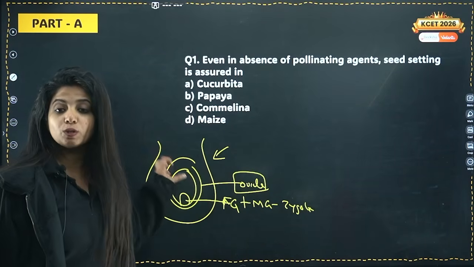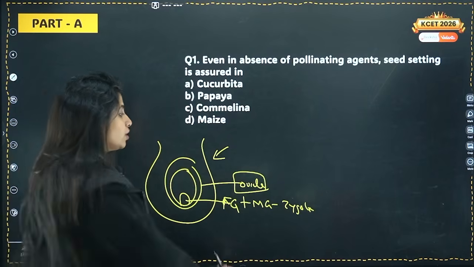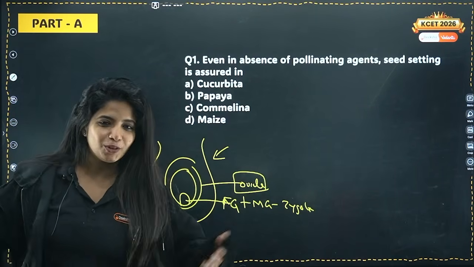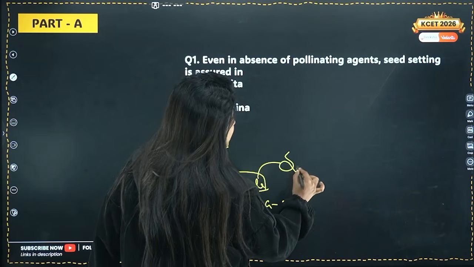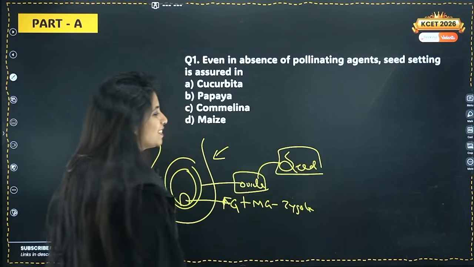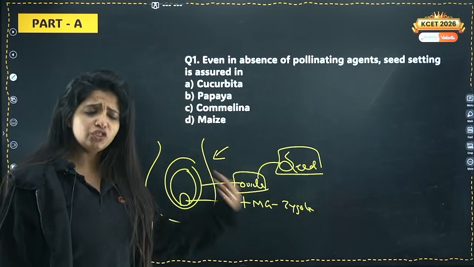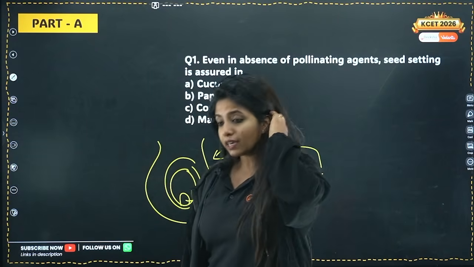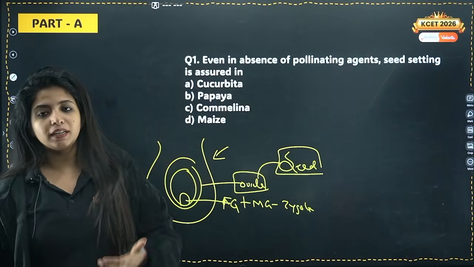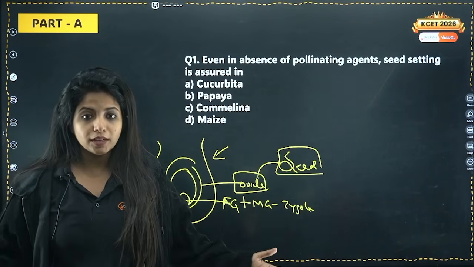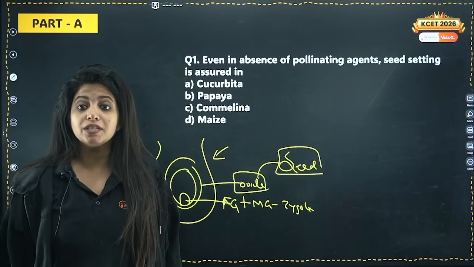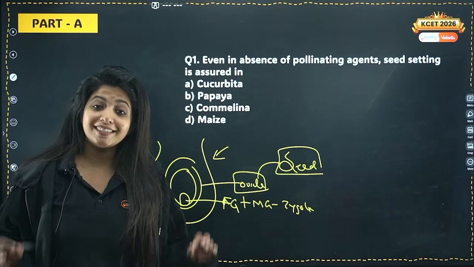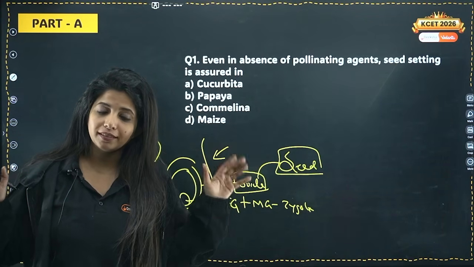Now, since the zygote is being formed within the ovule, my dear children, you will not call it an ovule anymore. You will rather call this a seed. So this is how generally a seed is formed. Pollination happens, then fertilization also happens, and seed is formed. But suppose there is no pollinating agent, still you are very sure that seed is definitely going to be formed.